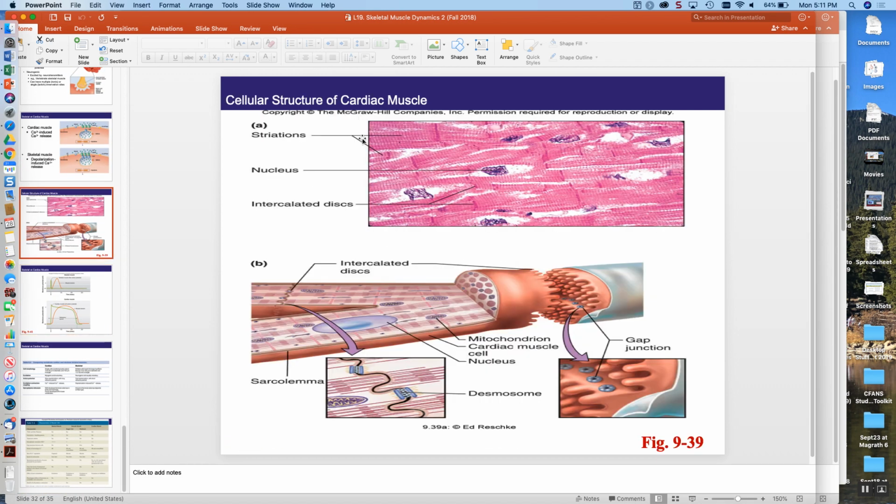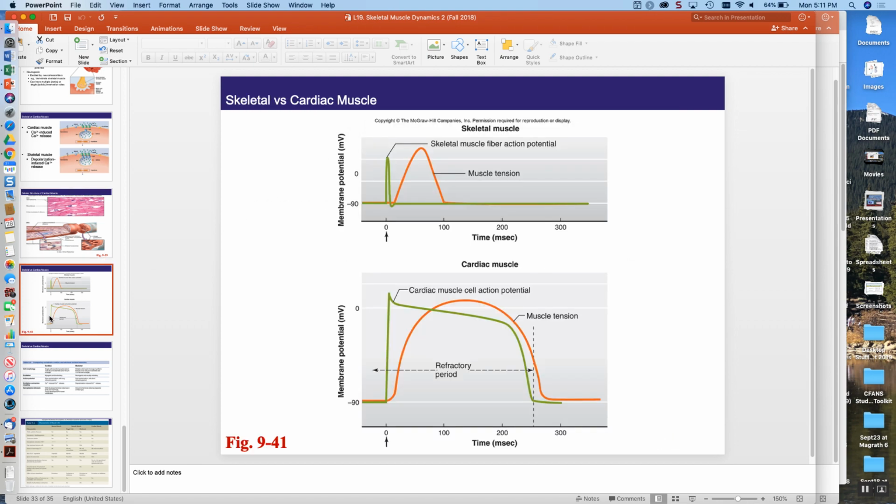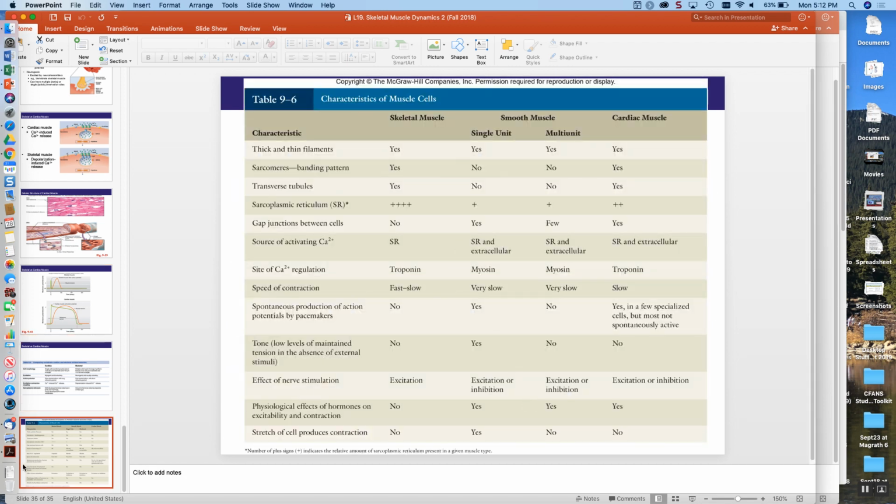Now, with cardiac muscle, remember these intercalated discs? They actually have lots of gap junctions. The depolarization wave can move from cell to cell to cell to give you a coordinated contraction of the heart. The action potentials are very different from each other. In the green at the top here, the action potential in skeletal muscle is only about 5 milliseconds. But in the ventricular myocytes, the action potential lasts as long as the contraction, again to prevent tetanus, summation, and tetanus.